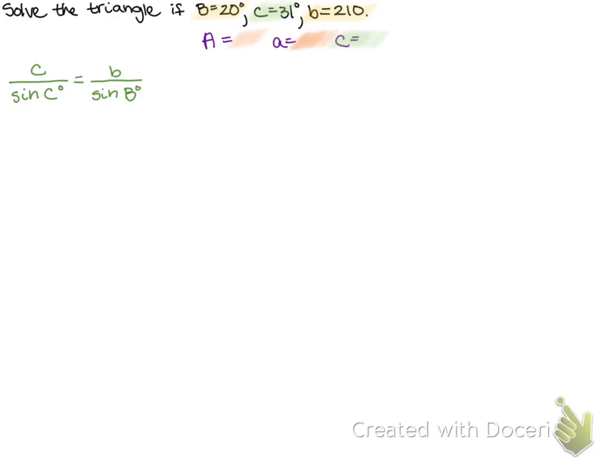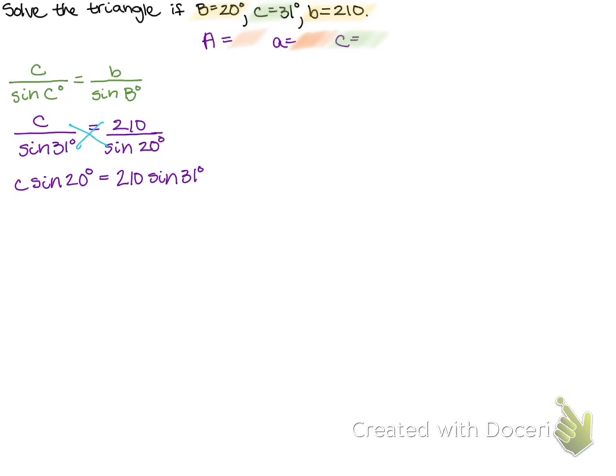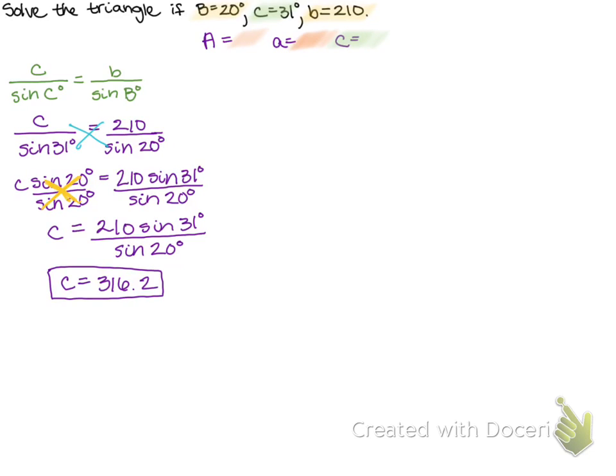So I'm going to use c over sine C equals b over sine B because I know both B's. All right, so c over sine 31 equals 210 over sine 20. Cross multiply. So c sine 20 equals 210 sine 31. Divide by sine 20 on both sides. So c equals 210 sine 31 over sine 20. Put that in the calculator. You get 316.2. And that's how we found little c.